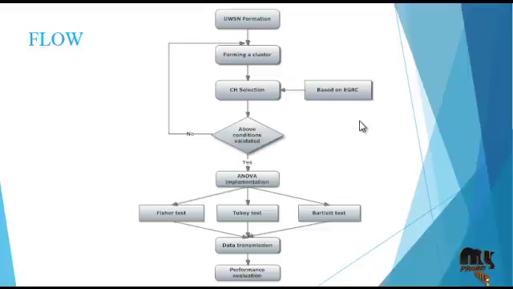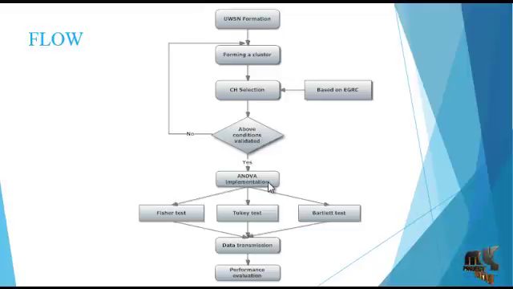Let us see the flow of our project. First, the WSN is formed. Then we form the clusters based upon the coordinate region values. Then the cluster head is selected based upon the EGRC algorithm. Once the cluster head is selected, we go for the ANOVA implementation, that is, we do the statistical test.